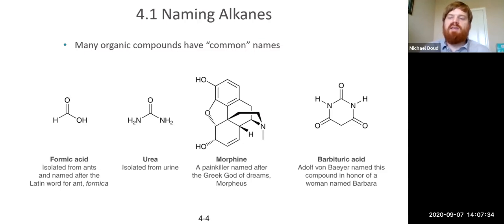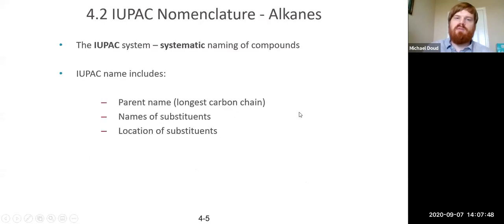So sometimes, now imagine that, if we had to tell you this story for every compound that you're going to learn about in organic chemistry, it would get exhausting. There's no way we could do that. So let's bring it to a systematic naming system, which is what's called the IUPAC system.